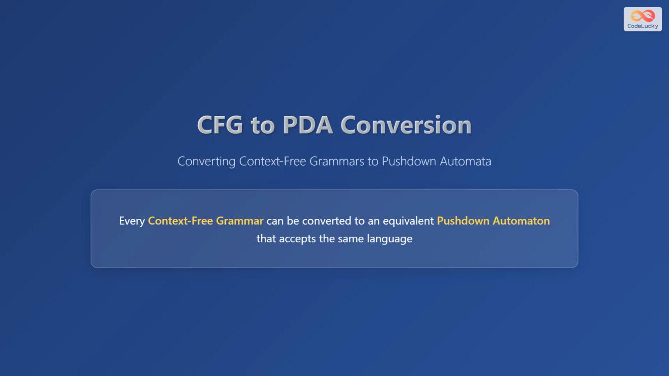In this video, we will explore the conversion of context-free grammars to pushdown automata. We will demonstrate how every context-free grammar can be converted to an equivalent pushdown automaton that accepts the same language.